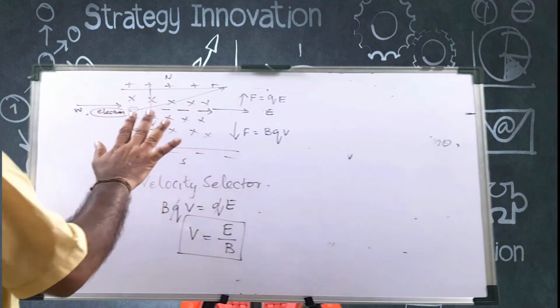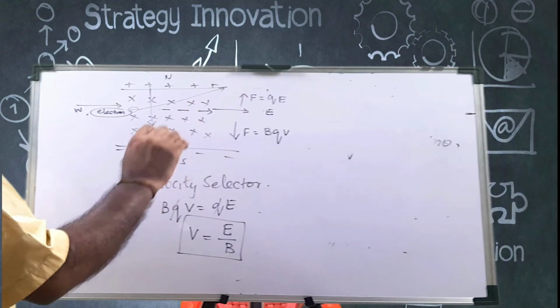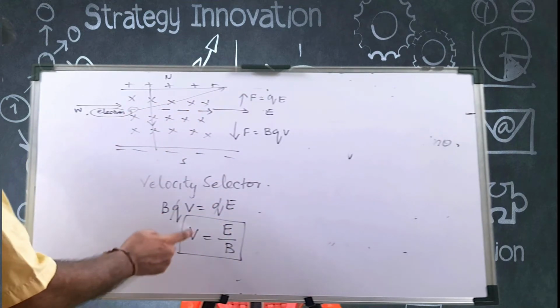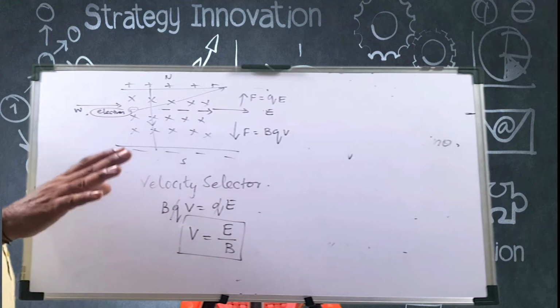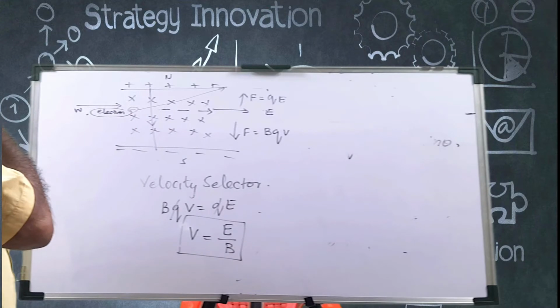Make the electrical field and magnetic field act at 90 degrees and make the charged particle go undeflected. And calculate the electrical field and magnetic field values and divide them. That will give you the speed of the charged particle in a given system. So this is what your velocity selector is all about.